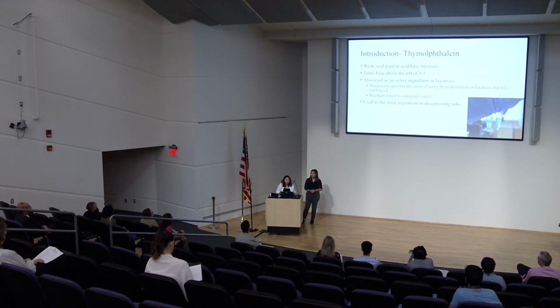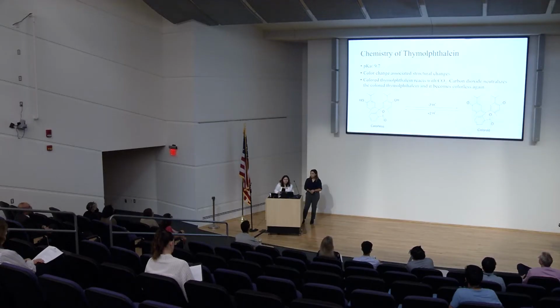Another use of thymolphthalein is in blue disappearing inks because it neutralizes so easily. It can go from colored to colorless very easily, meaning it's used in a lot of disappearing inks. Now, as I said, thymolphthalein turns blue at pH above 9.3. How does this work? Well, it's a weak acid, so it loses two hydrogen ions. And this structural change gives it a -2 charge, and it is perceived by the human eye as blue.